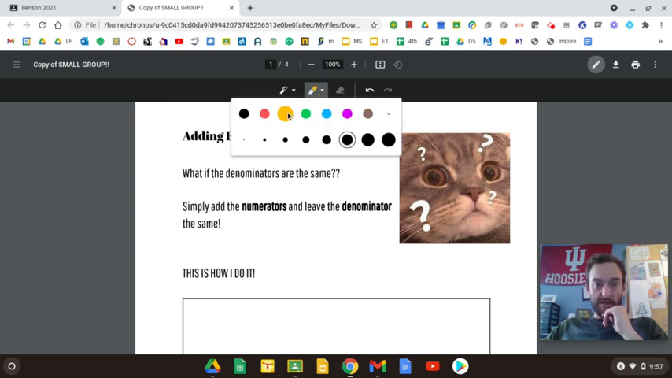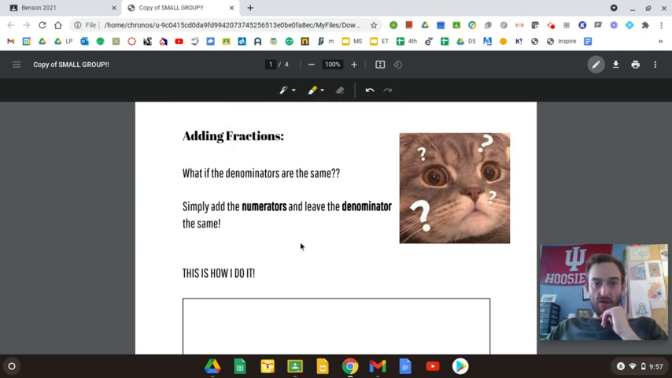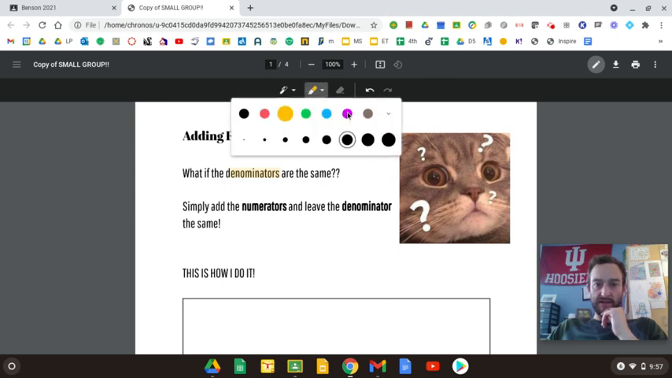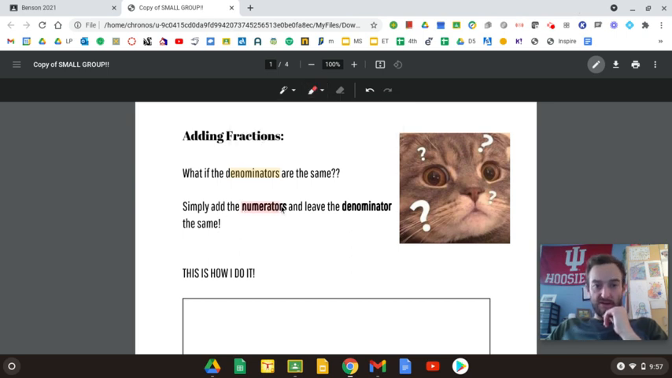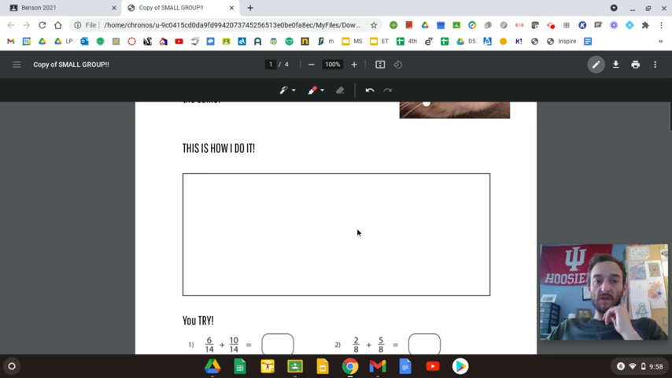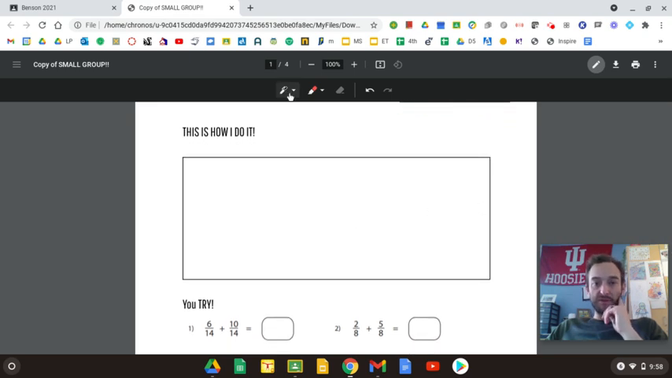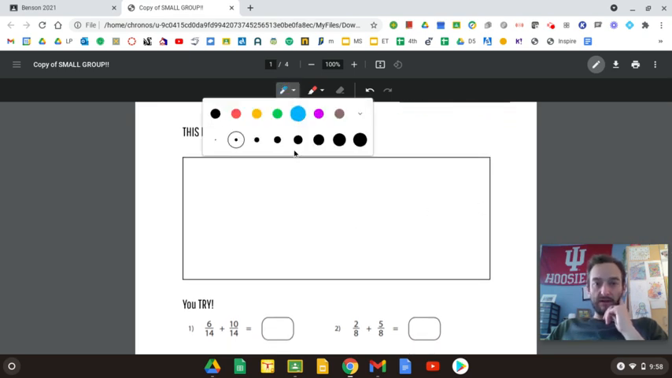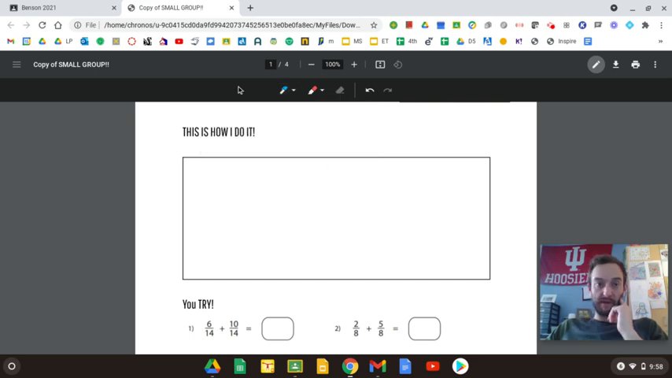So the first thing here is, what if the denominators are the same? Okay, that's important. Well, if the denominators are the same, it's really pretty simple. You're going to add the numerators and leave the denominator the same. So remember, the numerator's up top, denominator's on the bottom. This is how I do it. I'll show you an example here. And you can copy this down on your Kami when you're done, okay?